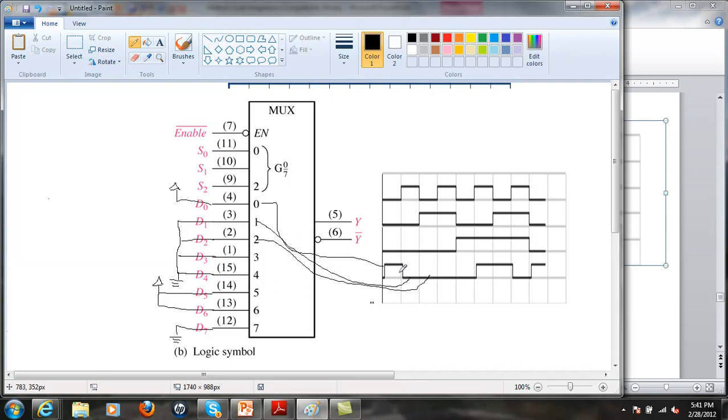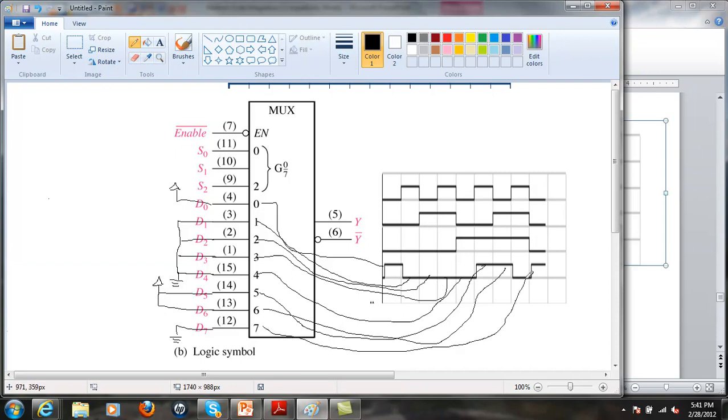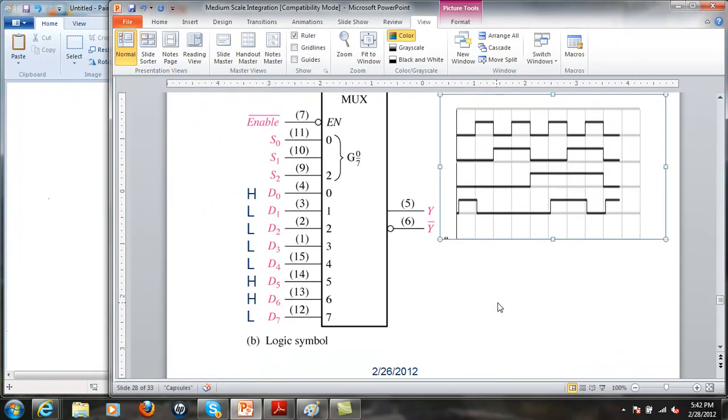4 lows. And then I select 5, 1, 0, 1. So 5 is high, and 6 is high. So it's just counting up. And then 7, 1, 1, 1 is low. So 1, 1, 1. That's the 7. So that's how that's working.